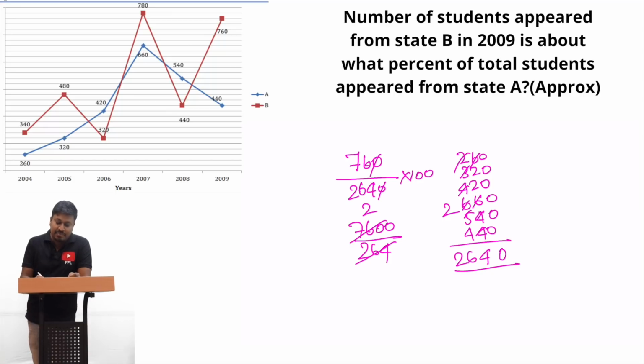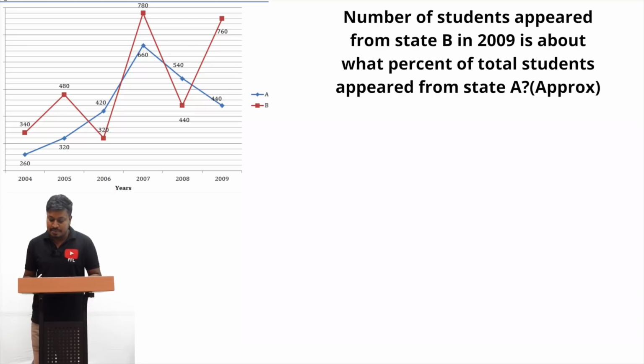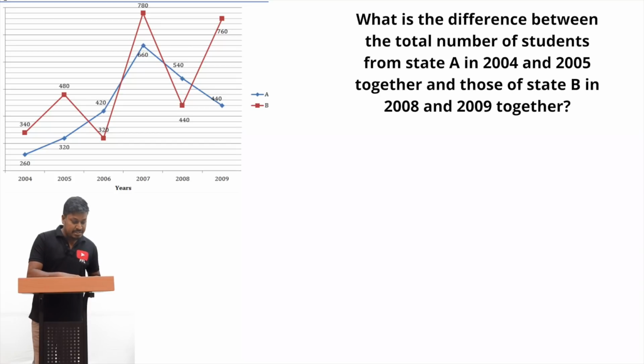I'm getting in the range of 27, 28. Just look at the options: 32, 30, 33, 28, 22. So there is only one option in the range of 28. So we can say that the answer will be approximately 28. Because here our target is not to find the exact value, we have to find the approximate value. So we can approximate it and say the answer as 28%. Got it? So next question.